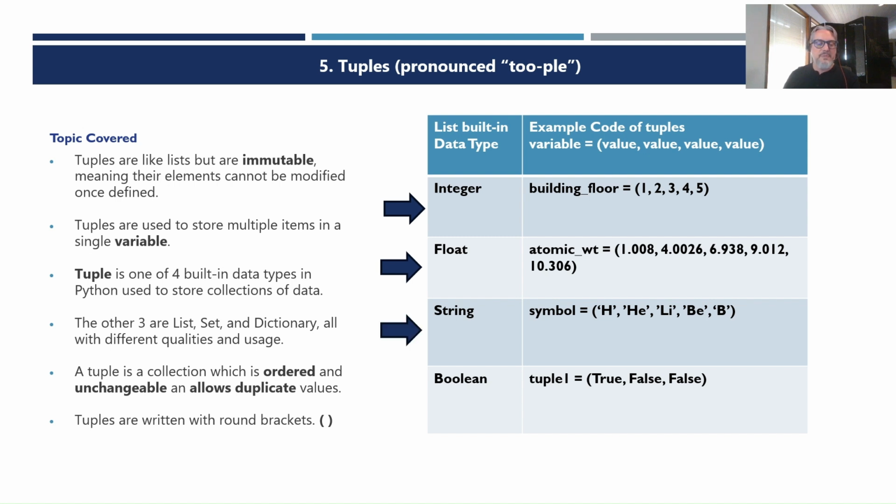String, as we discussed before, the variable is symbol, and then the values are H, He, Li, Be, and B, which stand for the different elements on the periodic table. Boolean, here the variable is called tuple1, and it's equal to true, false, false. Those values aren't going to change.